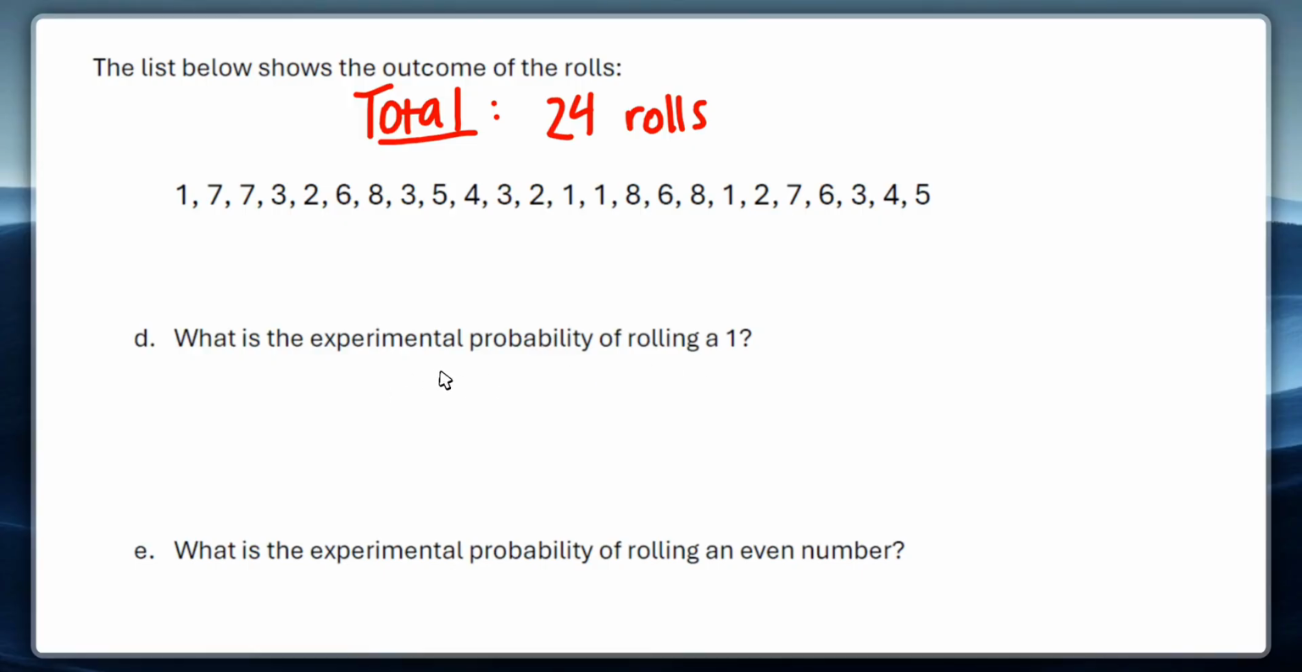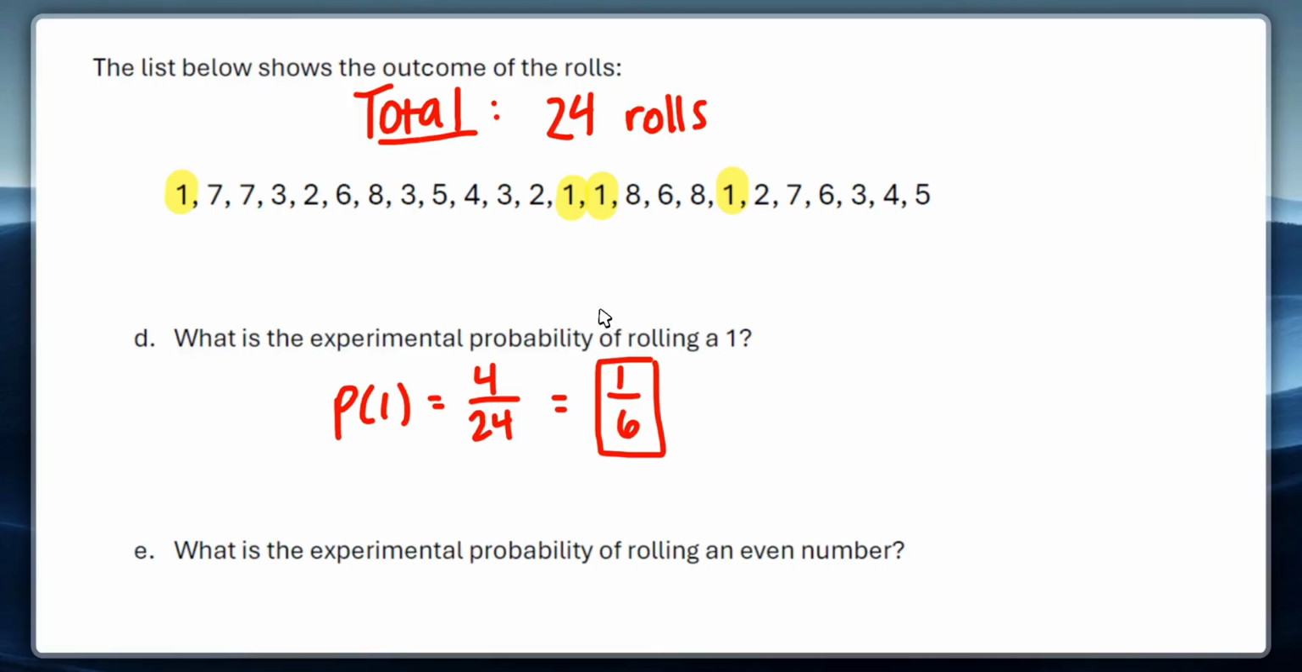Again, experimental probability is what actually happened. So let's take a look. How many 1s do we have? Here's a 1, here's a 1, here's a 1, here's another 1. So going through that list, the experimental probability of rolling a 1, well, we rolled a 1 4 times out of the total 24. So if you simplify that, 4 over 24, you can divide the top and bottom both by 4, giving us 1 over 6. So the experimental probability of rolling a 1 was 1 out of 6, right?